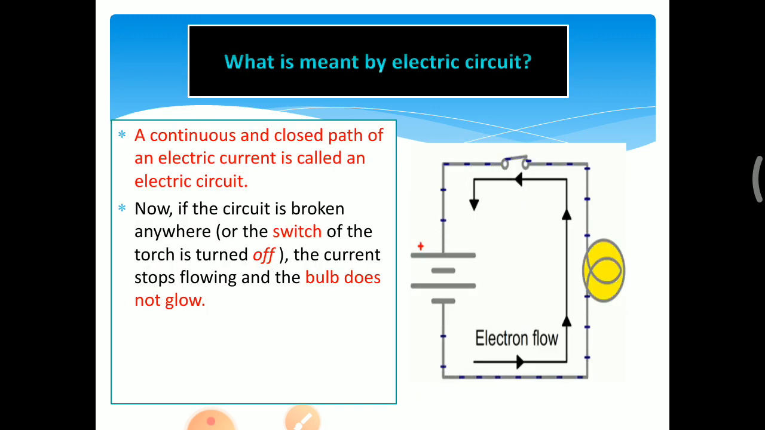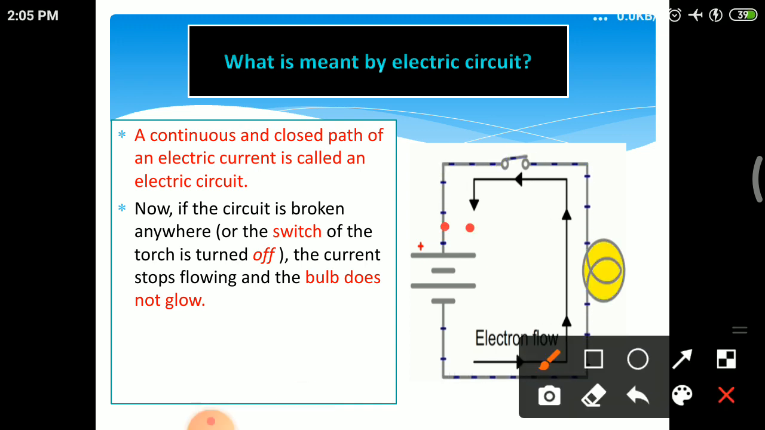What is meant by electric circuit? We know what is meant by electric current and what is meant by the switch. Now we are going to see what is meant by electric circuit. Look at this image. Here I have shown an electric circuit. Here the blue color lines are called electrons. They move from one place to another place, and this is the conductor.